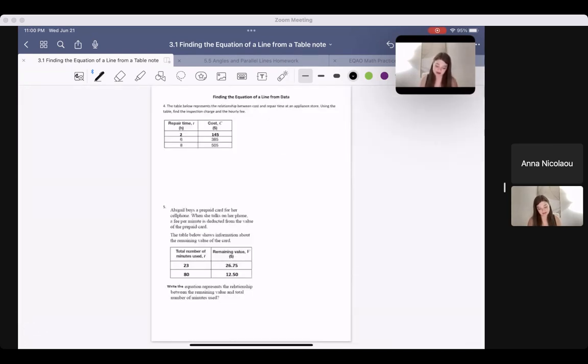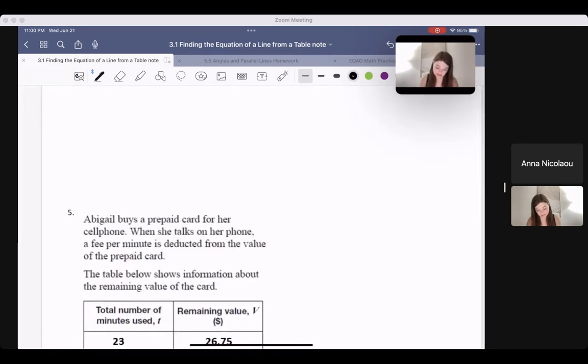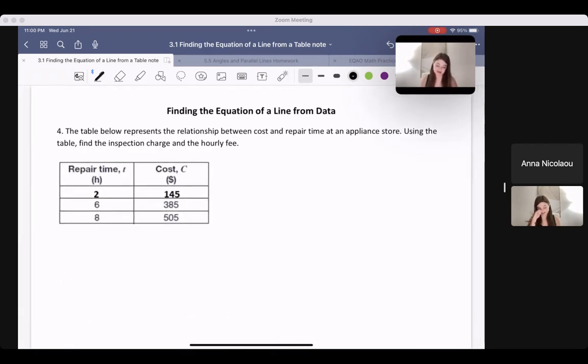All right, next time we're going to continue. Actually, let's continue here with another example. It says here the table below represents the relationship between the cost and repair time at an appliance store. Using the table, find the inspection charge and the hourly fee. Okay, so in this case, let's go through our steps to find the equation, right? Because if we find the equation, we can know the cost and the hourly fee.